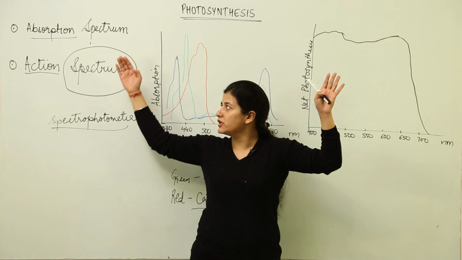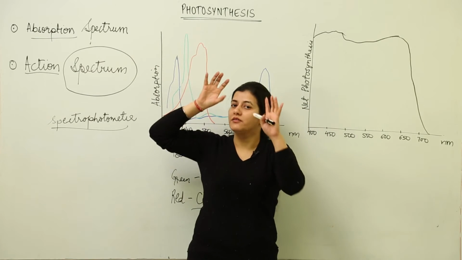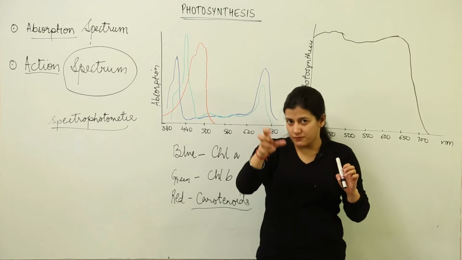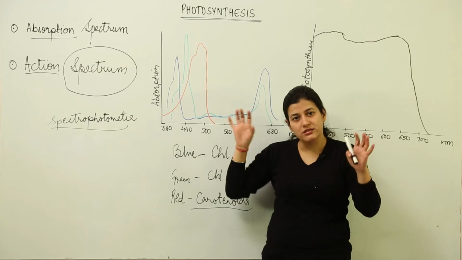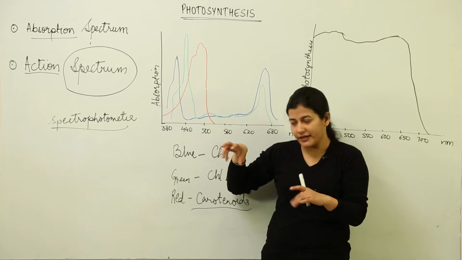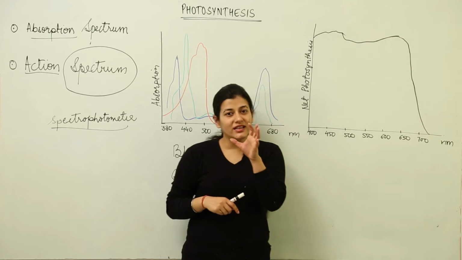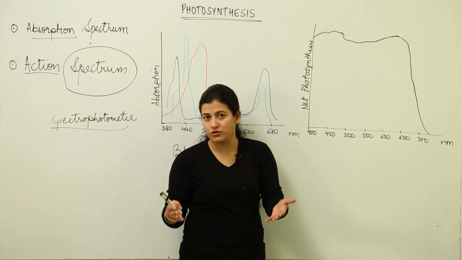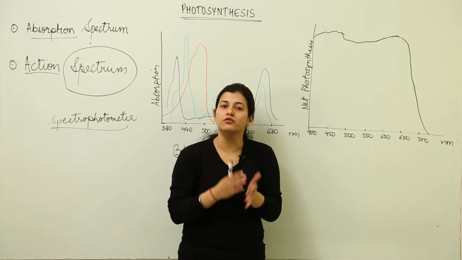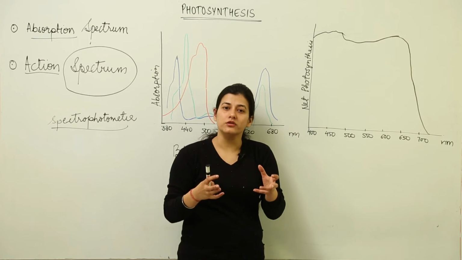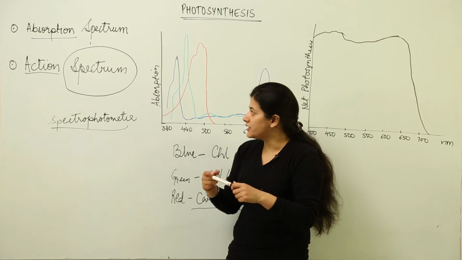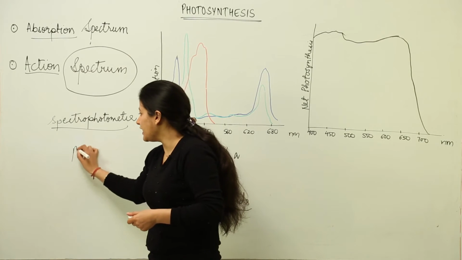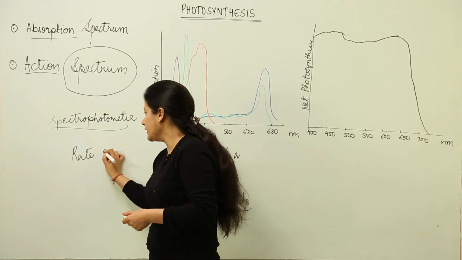This is the absorption: the wavelength is taken up, it is being absorbed at different wavelengths by different pigments, and that was represented graphically. Now we have to represent the action. Because we are dealing with the topic of photosynthesis, the action over here would be photosynthesis. Now how is that photosynthesis observed? It is observed as the rate of photosynthesis.